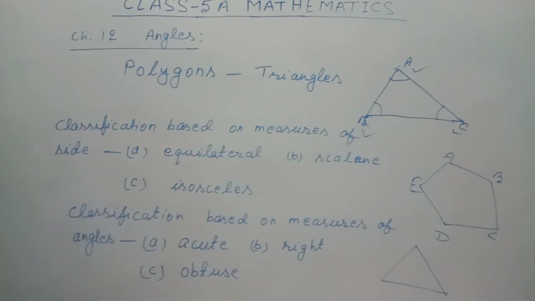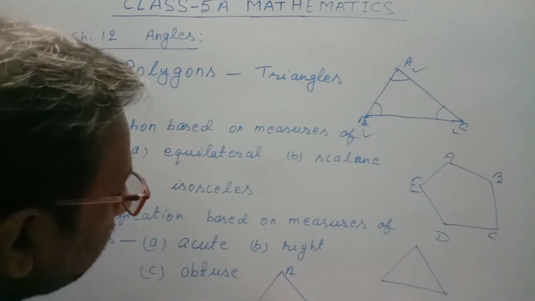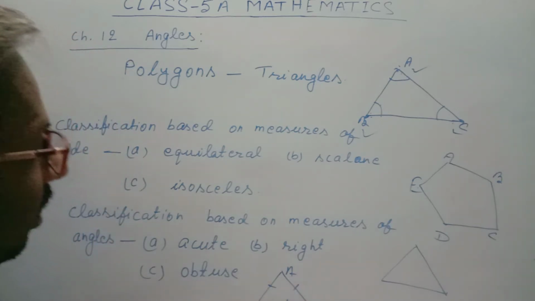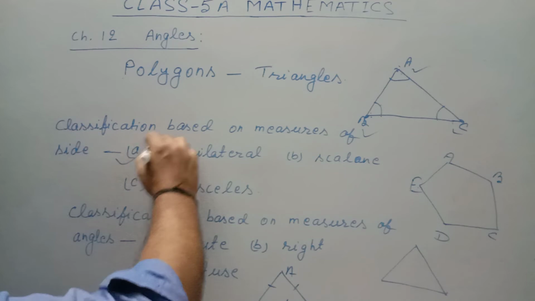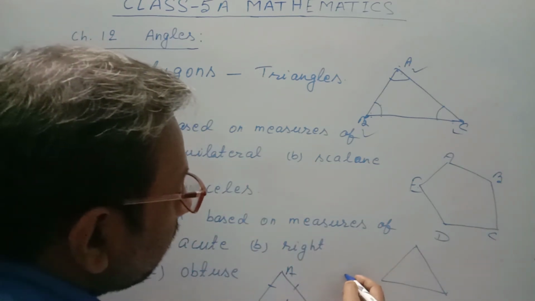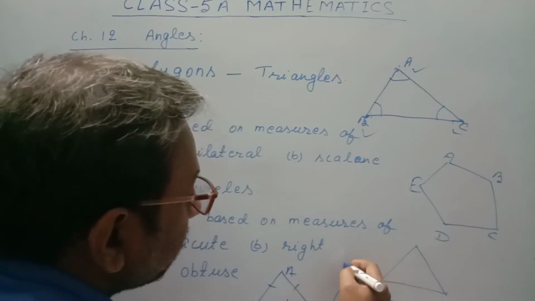Now the classification of triangles based on measures of sides. If all three sides are equal, suppose in this triangle ABC, AB equal to BC equal to AC, all these three sides are equal, then that triangle is called an equilateral triangle.